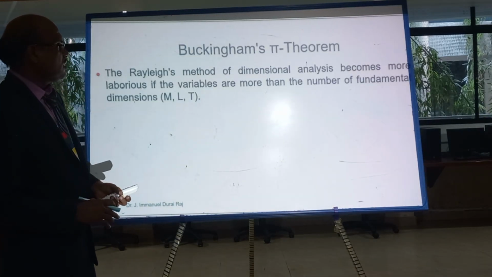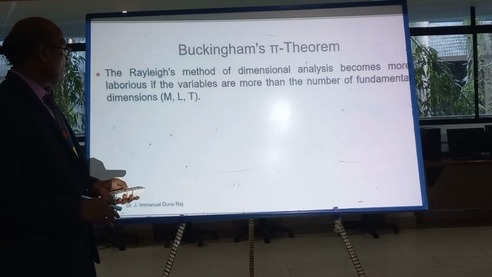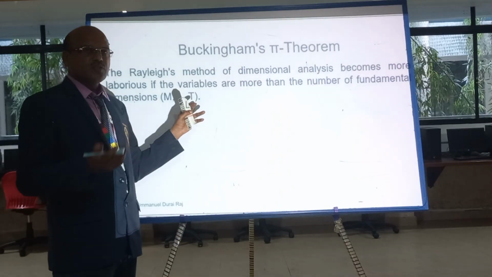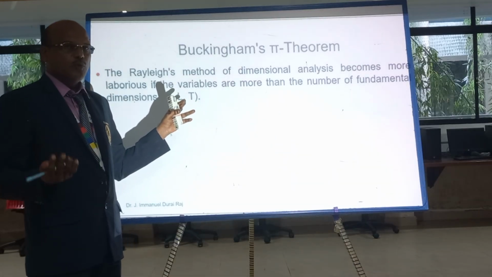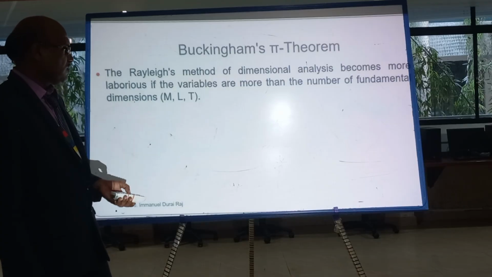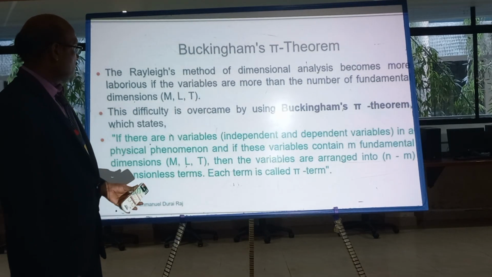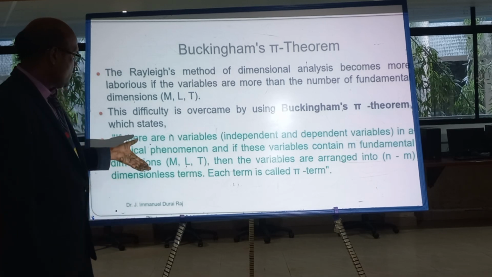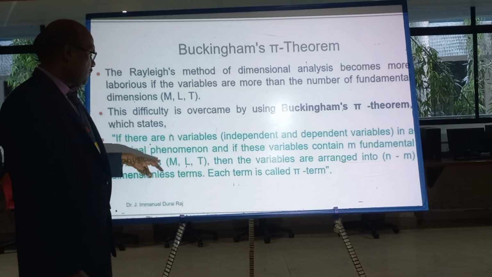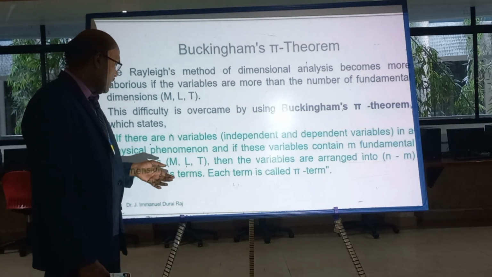The Rayleigh method of dimension analysis becomes more laborious when the variables are more than the number of fundamental dimensions. That is, if there are 3 independent parameters, you can solve. If the independent parameters are 4, it is difficult to solve. So we are going for the Buckingham pi theorem. This is the limitation of Rayleigh's method. Here are the definitions for the Buckingham pi theorem. Read carefully, or it will be difficult to understand. Once you solve the problem, you will understand.